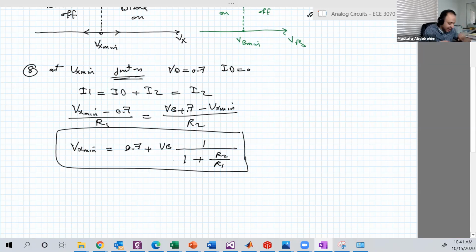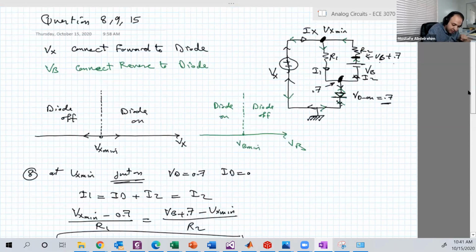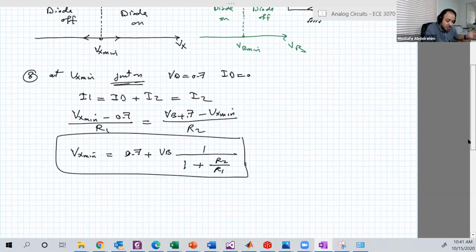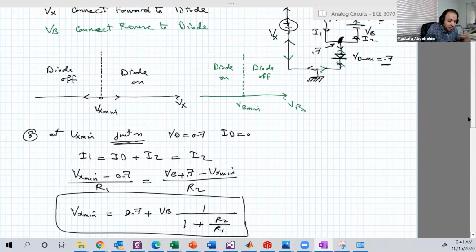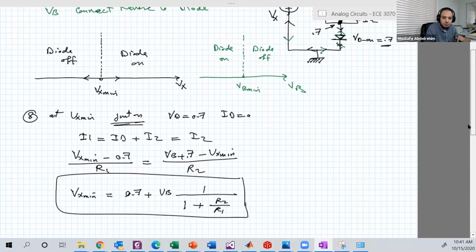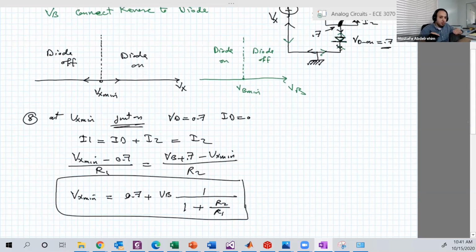For example, if there is no VB, if there is no battery here, we just need 0.7. If VB is 0, we just need 0.7. But because VB is reverse, it's affecting Vx minimum. Because Vx minimum, in order to turn the light on, should reflect the effect of VB, which is reverse, and also provide the 0.7.